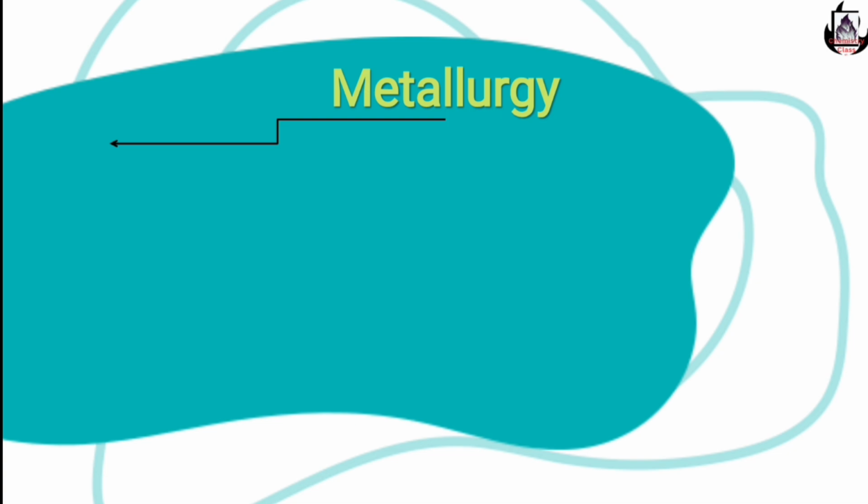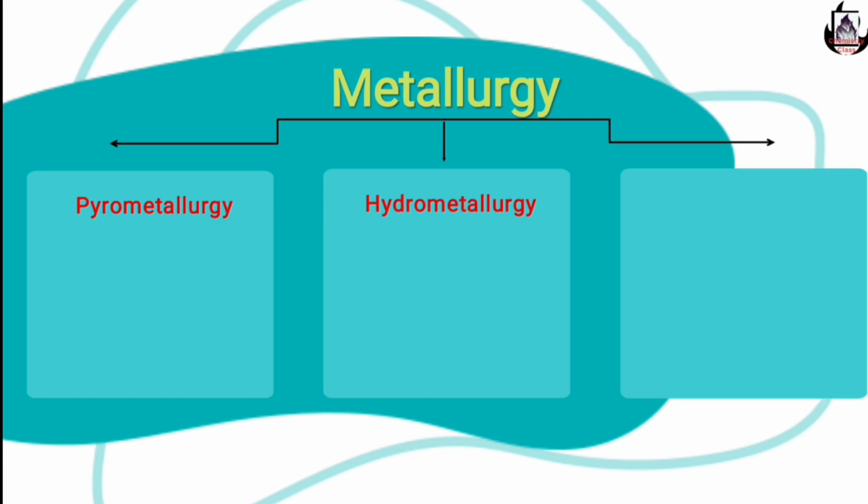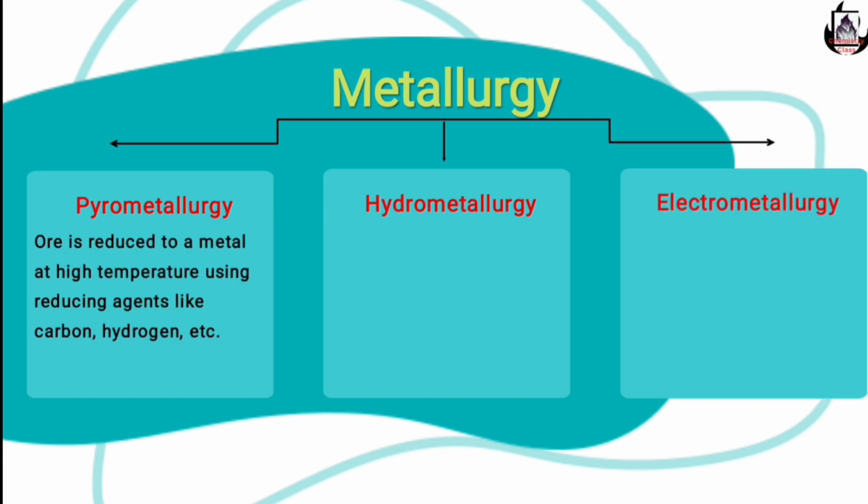Now we will see the classification of metallurgy. Metallurgy is classified into three main types. Number 1, pyrometallurgy. Number 2, hydrometallurgy. And number 3, electrometallurgy. In pyrometallurgy, ore is reduced to a metal at high temperature using a reducing agent like carbon, hydrogen, etc. We can extract pure iron from hematite ore using pyrometallurgy.